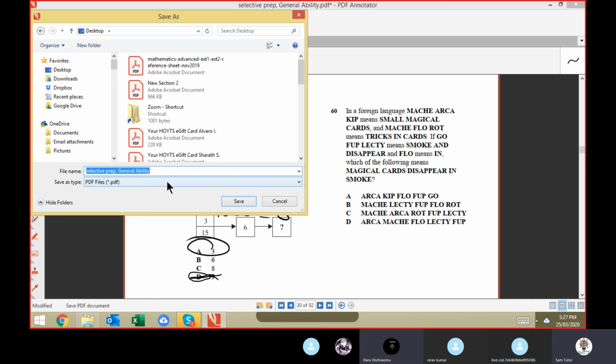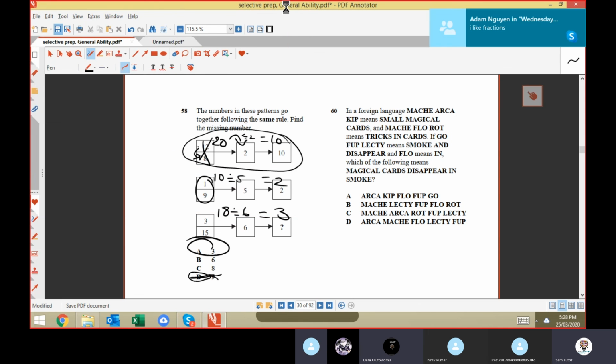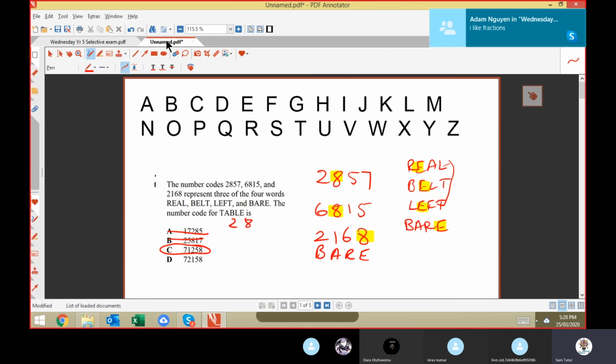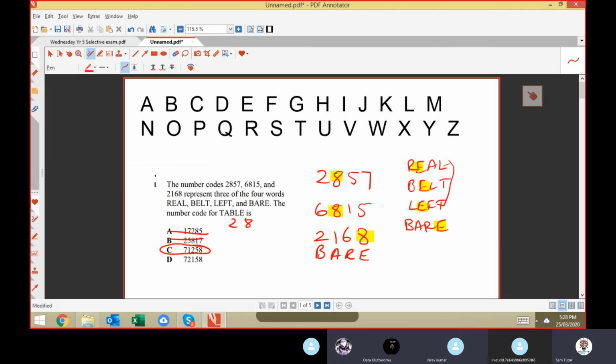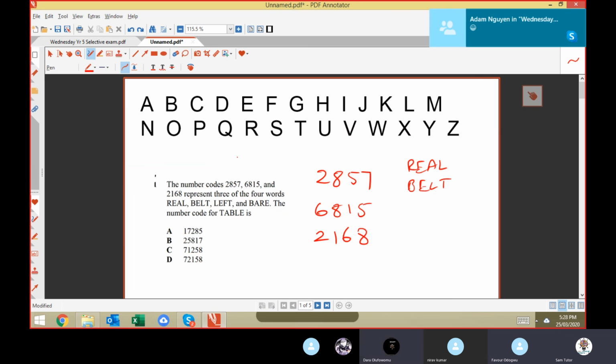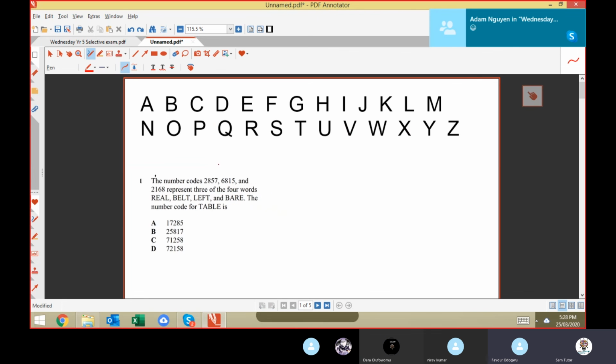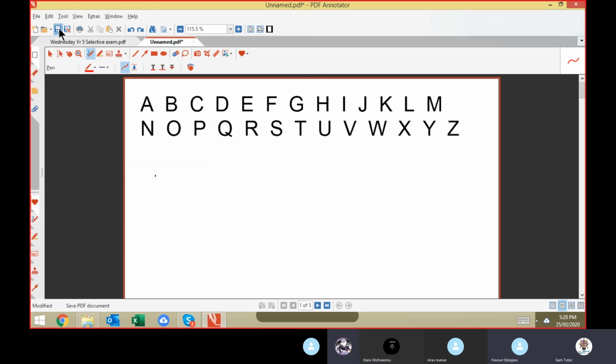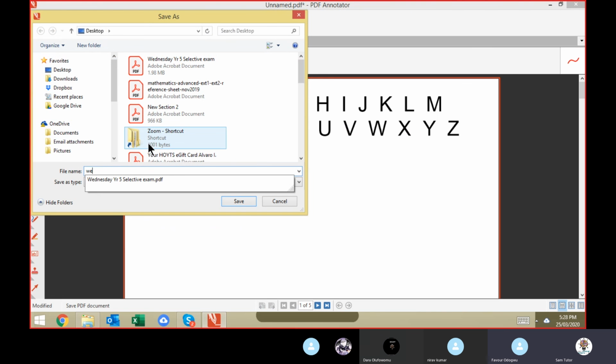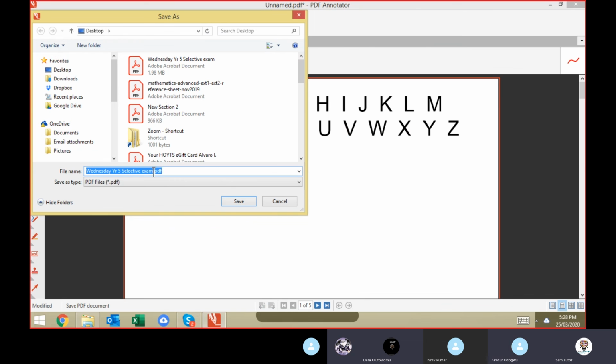Wednesday, Year 5 selective exam, and we're going to save that. I like fractions. Does anyone want the actual alphabet document as well, or not? Sure, yeah, it kind of helps. Let me do that. Let me save that as well. Wednesday, Year 5 selective exam.